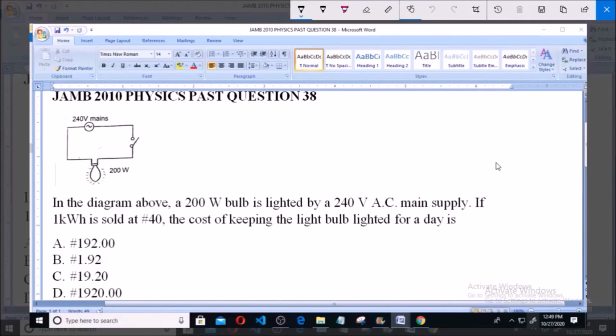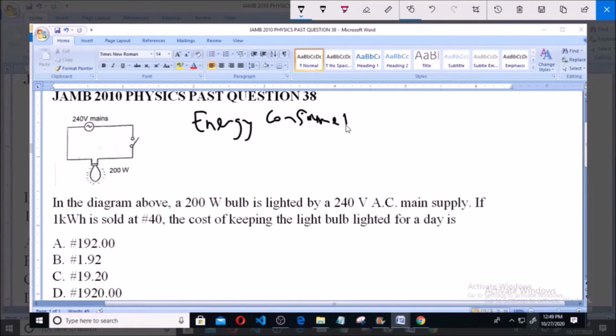Hello and welcome. I will be answering Jamb 2010 Physics past question 38. So you have this diagram displayed here. Now in the diagram above, a 200 watts bulb is lighted by a 240 volt AC main supply. If 1 kilowatt per hour is sold at 14 naira, the cost of keeping the light bulb lighted for a day is A. 192 naira, B. 1 naira 92 kobo, C. 19 naira 20 kobo, D. 1920 naira.